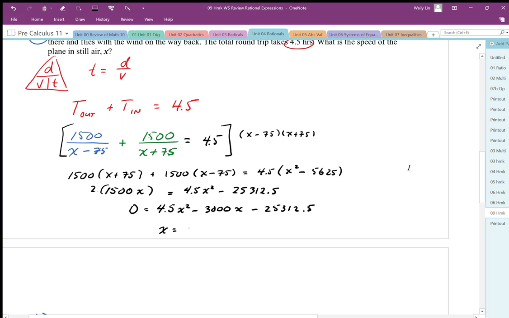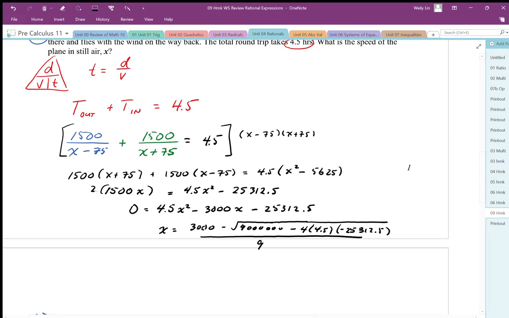So we end up with 3,000 minus the square root of 9 million minus 4 times 4.5 times negative 25,312.5, and that's all over 2a, which is 2 times 4.5, which is 9. So I'm just going to plug this into my calculator.